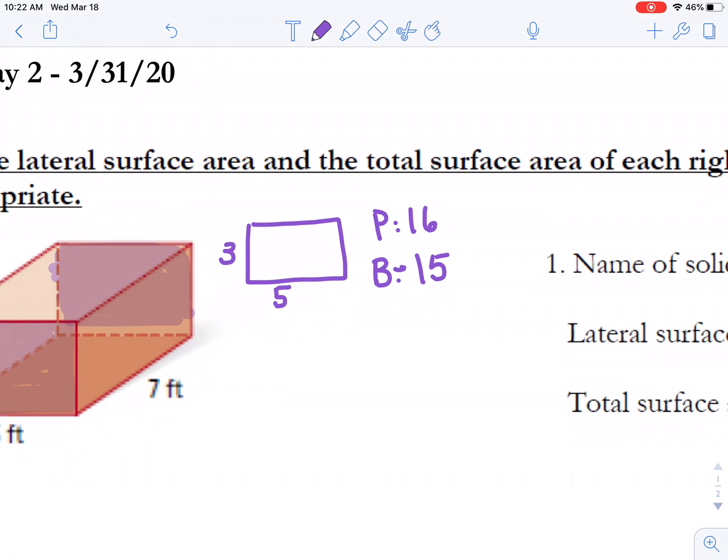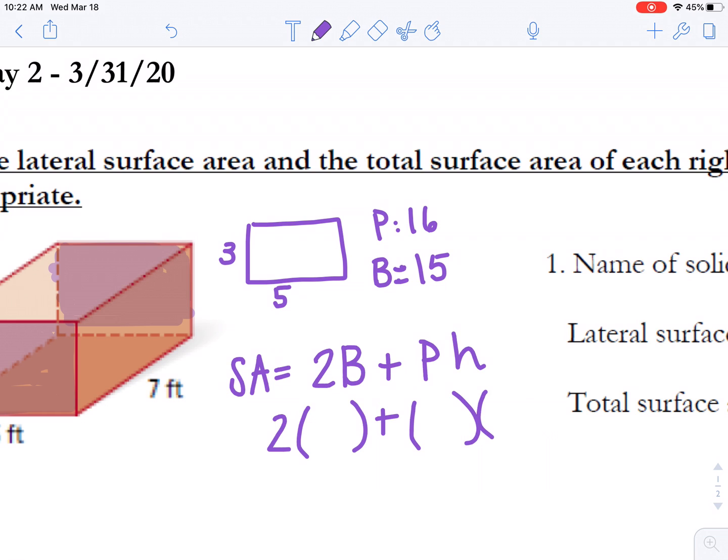We're going to use those values in the total surface area formula, which is 2B plus Ph. I'm going to rewrite it with parentheses for all of my variables. I'm going to take my perimeter and plug it in for the perimeter, so our perimeter is 16. And then I'm going to take the area of my base and plug it in for the area of the base in my formula, which is 15.